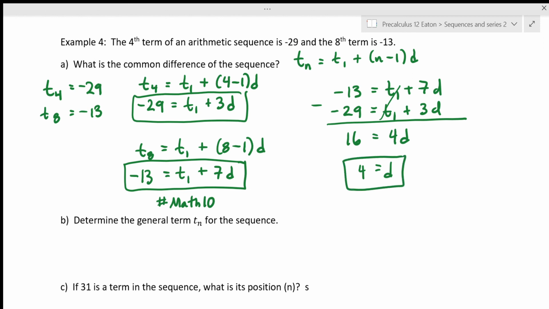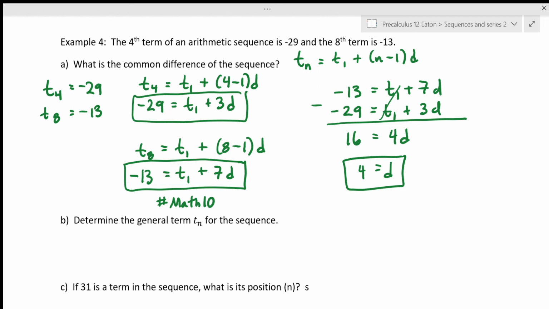And sometimes I like to do a common sense check here and say, well, if D is 4, that means we're going up, so the fourth term should be smaller than the eighth term, and it is in fact. So that worked out logically.